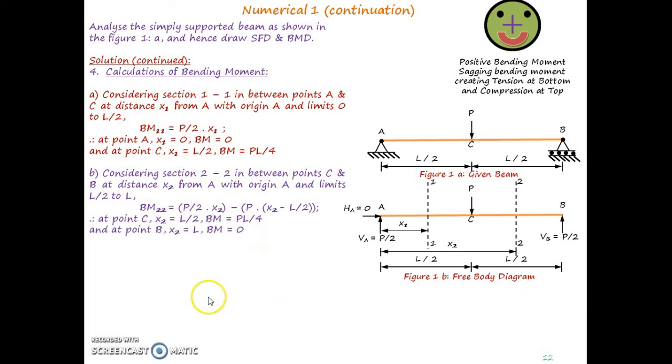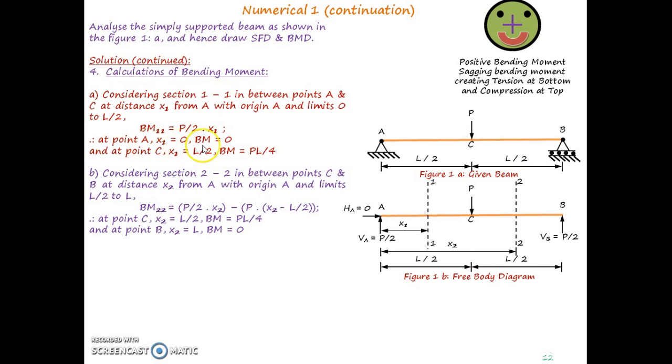And if we put the other limit, x2 equal to L at point B, what will happen? The first term will be P into L divided by 2. In the second term, x2 equal to L, so if we substitute, L minus L by 2 gives us L by 2. So this PL by 2 minus the second part PL by 2 gives us bending moment at point B equal to 0. So at three different points we have calculated the value of bending moment.